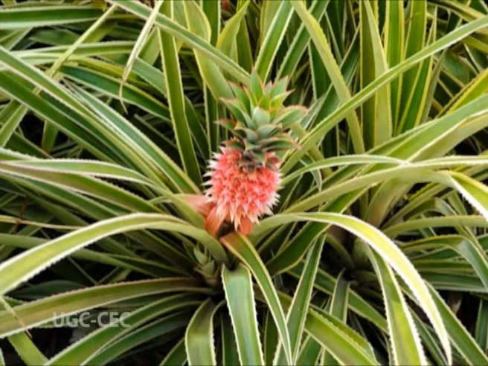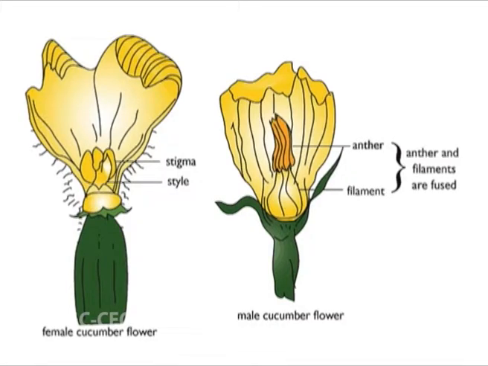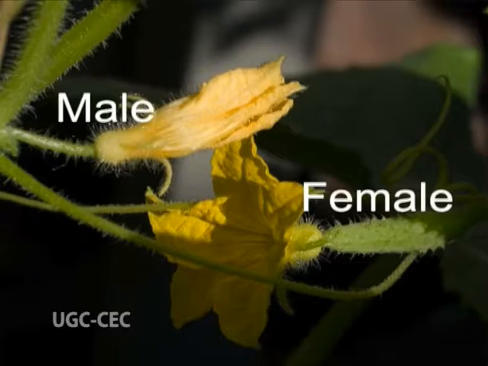Ethylene induces flowering in plants like pineapple and mango. In pineapple, ethylene is commercially used to synchronize fruit setting. In monoecious species, that is, plants that have separate male and female flowers, ethylene may change the sex of flowers. In cucumber, for example, ethylene promotes formation of female flowers.